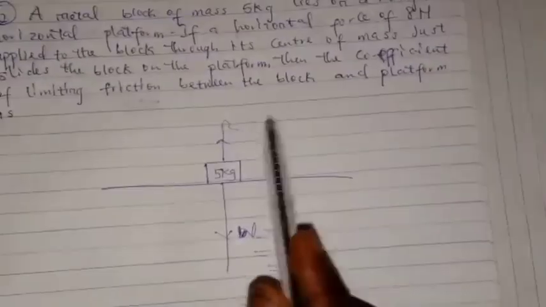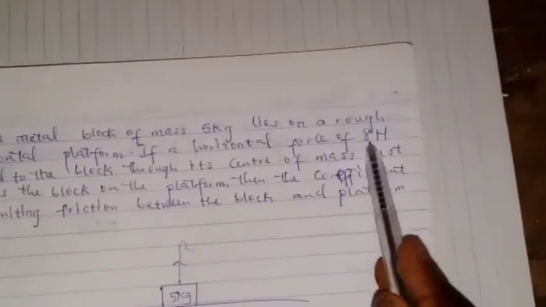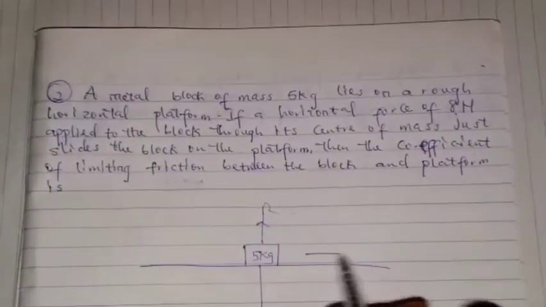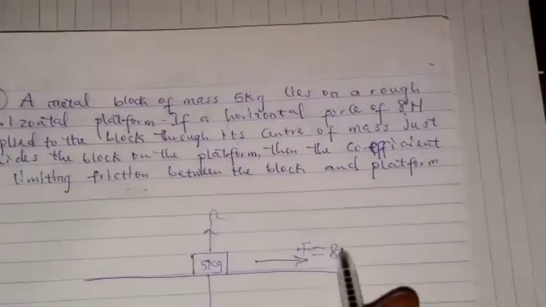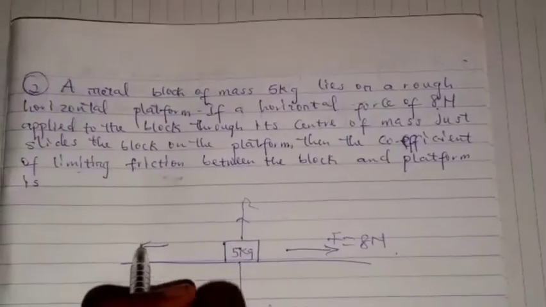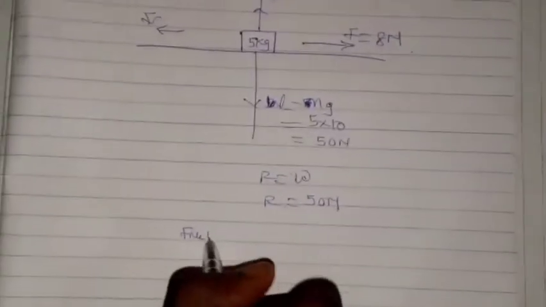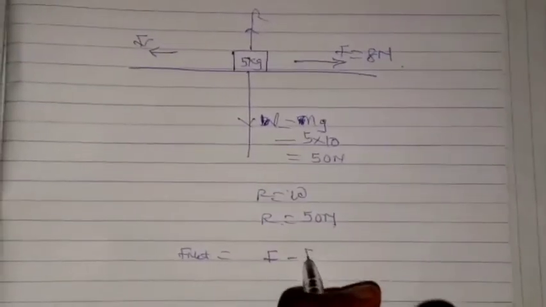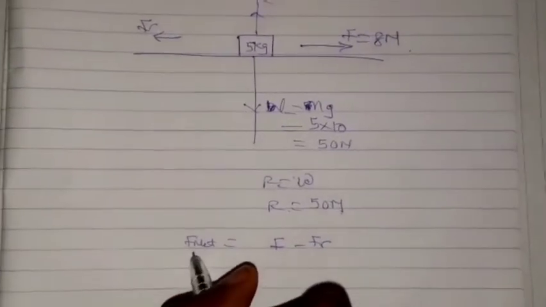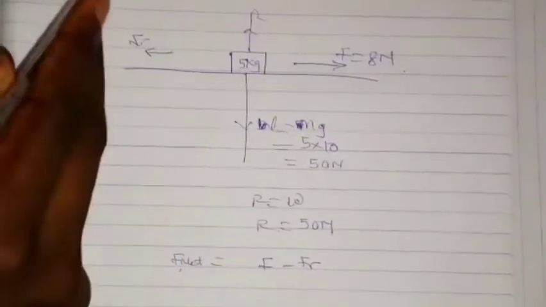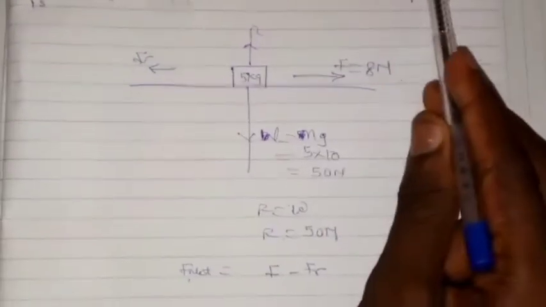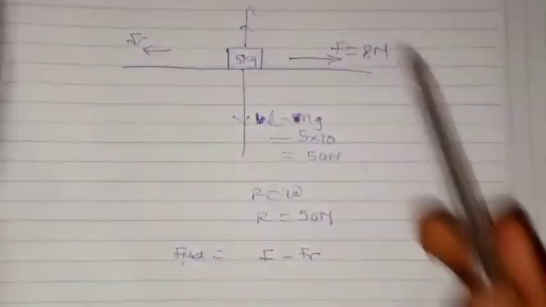Yes, so let's go now. They said if a horizontal force of 8 Newton, we will apply a force of 8 Newton, then the coefficient of limiting friction between the block is, if the force is going like this, the friction will be like this. So yes, what's the net force? Net force is F minus frictional force, right? The body is just about to move, just slide.